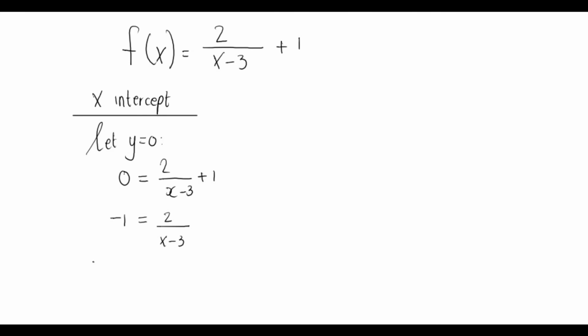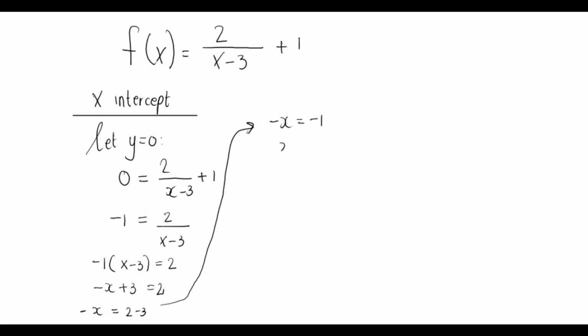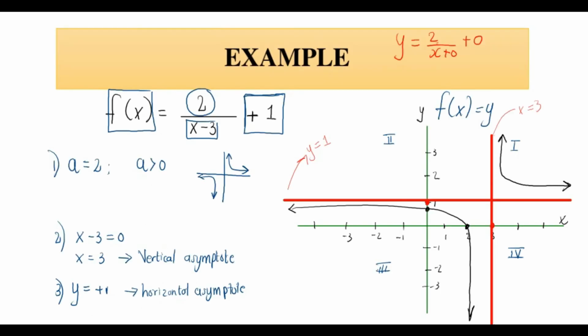Then you just cross multiply. So it's −1 multiplied by (x − 3) is equal to 2. So it's −x + 3 = 2, and solve for your x. So −x = −1, therefore x is equal to 1, right? So if your y is equal to 0, your x is equal to 1.